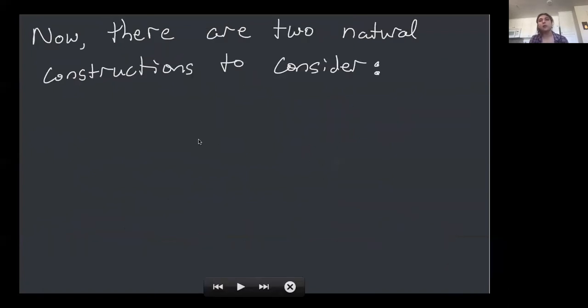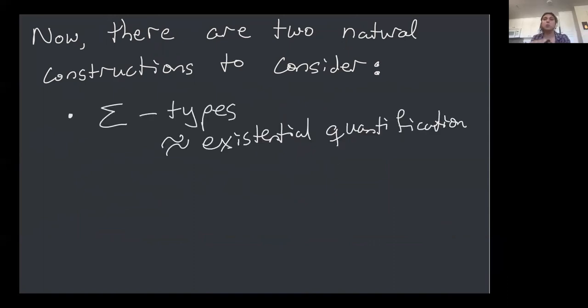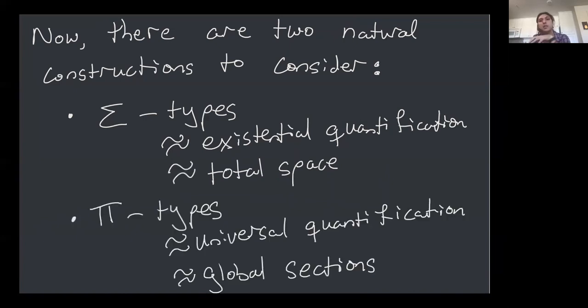Okay, so now that we have our dependent types, there's two very natural constructions to consider. And this is natural both from the logical angle and the geometric angle. So we have sigma types, which correspond logically roughly to existential quantification, and geometrically, it corresponds to what's called the total space. And we also have pi types, which roughly correspond to universal quantification and global sections, respectively.